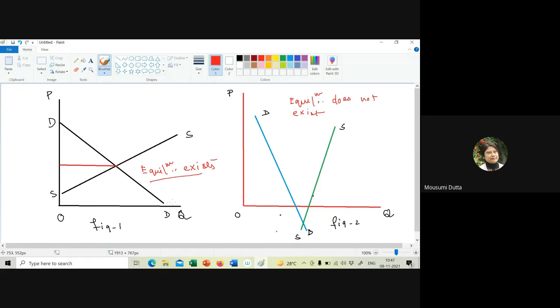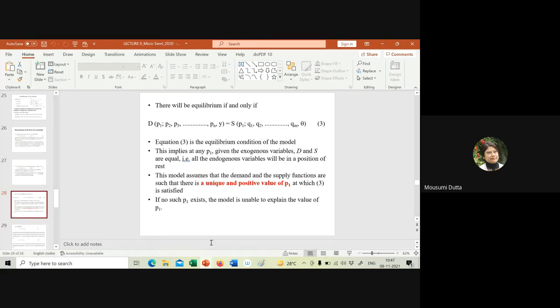Okay, now moving back to the slide, let's see what we said. This model assumes that demand and supply functions are such that there is a unique, that means one, and positive value of P1 at which this condition is satisfied. So this particular point is talking about both uniqueness and the existence of the equilibrium. Uniqueness and the existence of the equilibrium. So we need a price where the market will be cleared in the positive quadrant. In other words, we need a price such that it is positive and the market is cleared at that price.